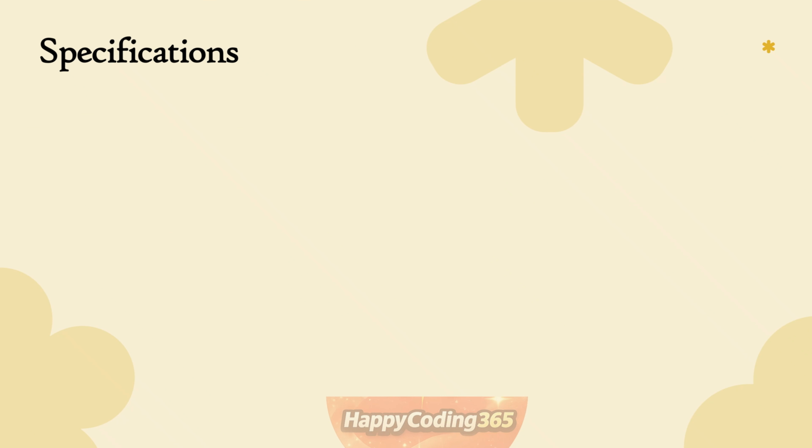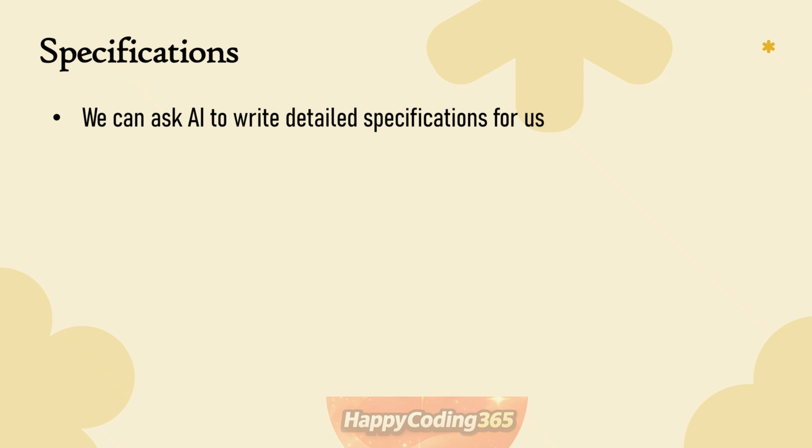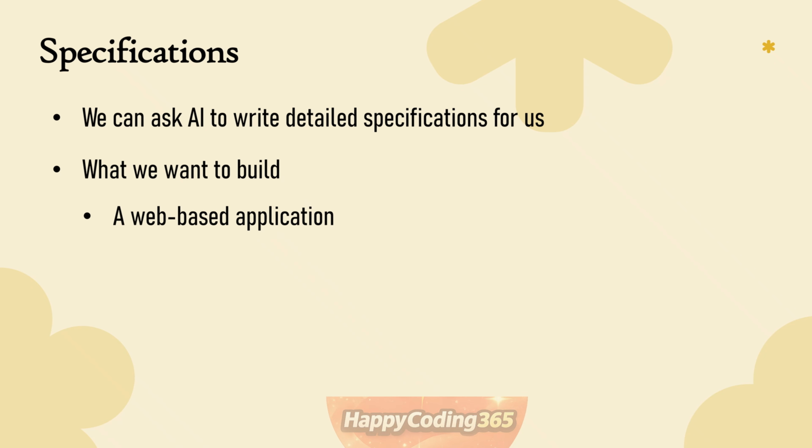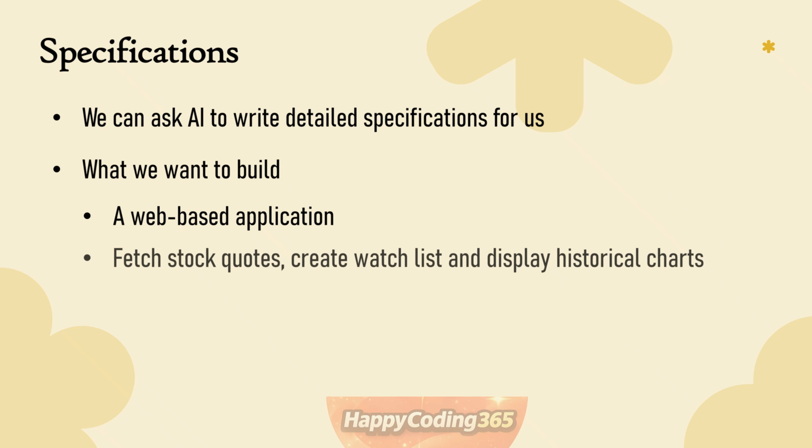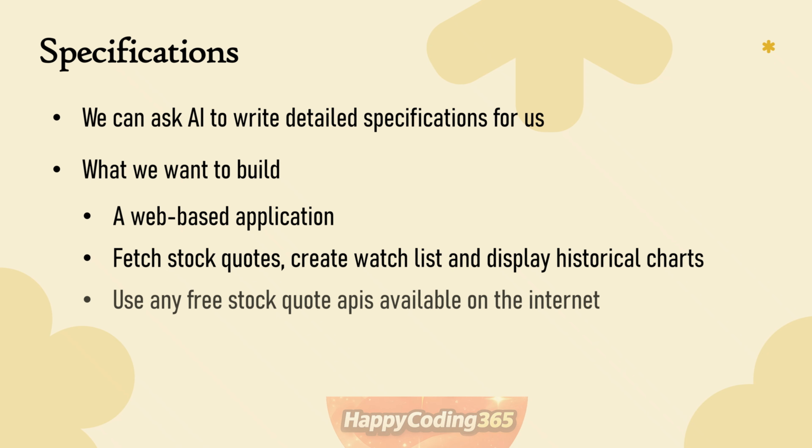I know you must be thinking creating specification for this project is going to take hours. But don't worry, we can ask AI to write that for us. We just need to decide what we want to build. We need a web-based application that can fetch stock quotes. We should be able to create multiple watch lists and look at the historical charts for selected stock. We want to use any free API available on the internet to do this. And finally, some basic security like login and password.